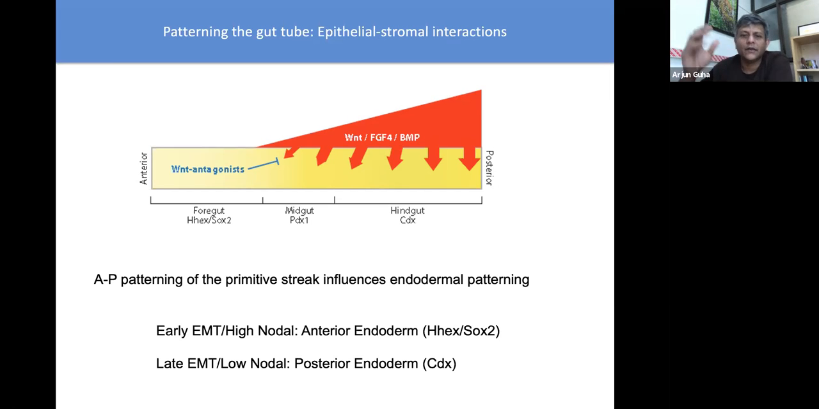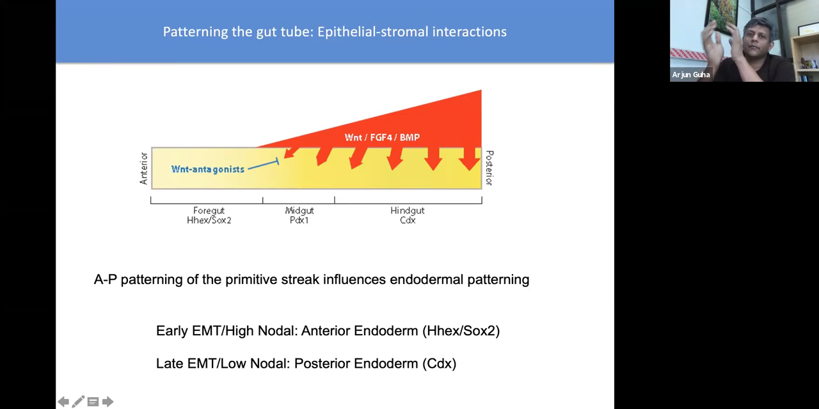There is also BMP. So there is basically a gradient of Wnt signaling. Where is this Wnt signaling coming from? Well, this Wnt signaling is coming from the mesodermal cells that are very closely opposed to the endoderm. Remember, gastrulation creates 3 layers. They remain opposed to each other all through development. And so the posterior mesoderm secretes very high levels of Wnt, FGF4, and BMP. And what this effectively does is begins to pattern the endodermal gut tube along the anterior posterior axis into 3 domains: the foregut, midgut, and hindgut, which can be distinguished by the expression of these different transcription factors.